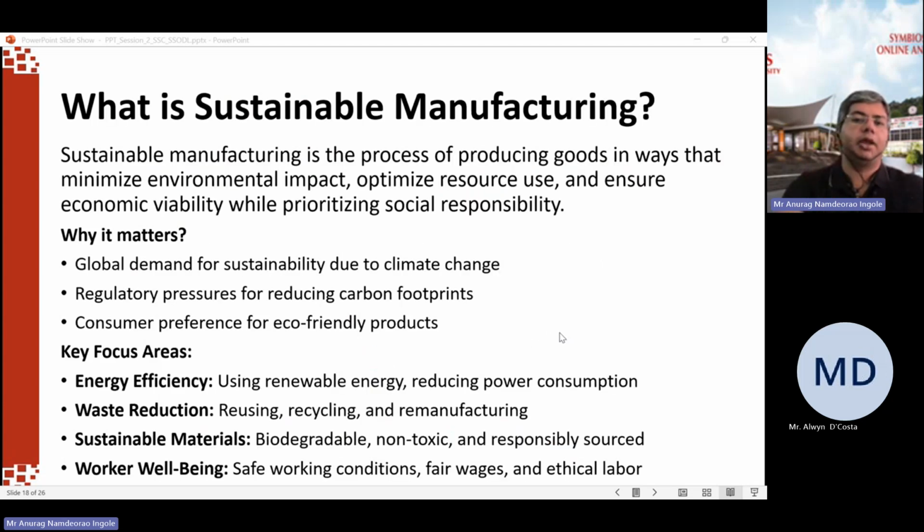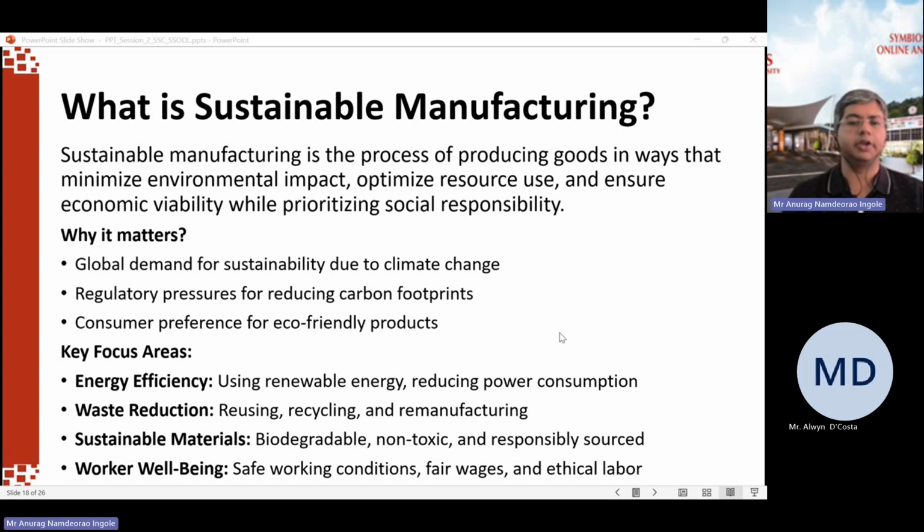So what is sustainable manufacturing? It is the process of producing goods in ways that minimize environmental impact, optimize resource use, and ensure economic viability while prioritizing social responsibility. So this is again manufacturing revolving around, and assessing the impact on, the three pillars of sustainability, which is environmental impact, economic viability, and prioritizing social responsibility. So sustainable supply chain was based on the three pillars. Sustainable manufacturing is also surrounding those three pillars only.